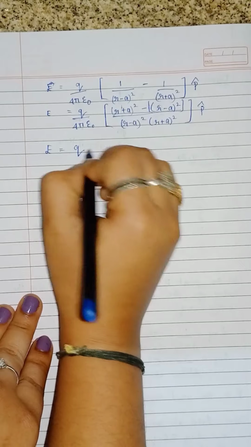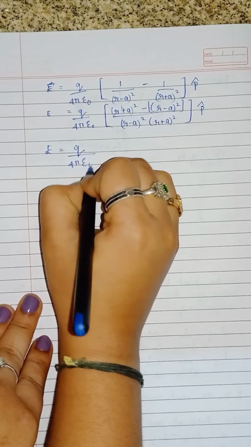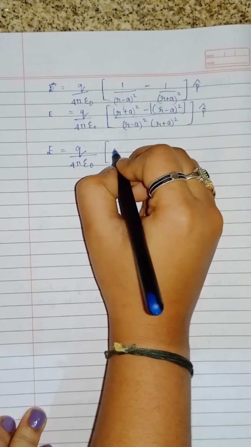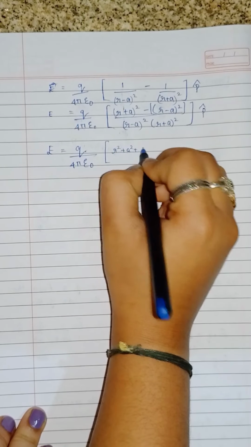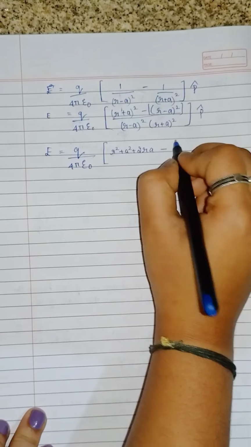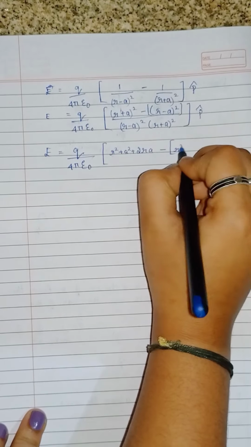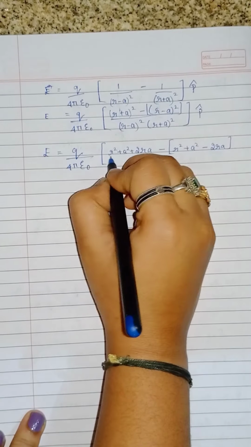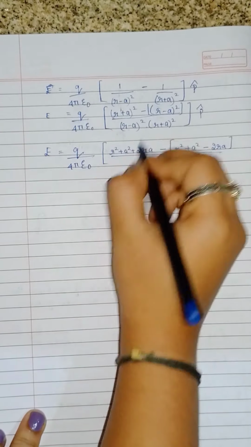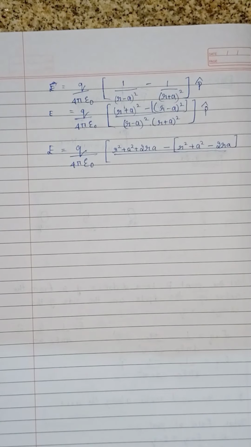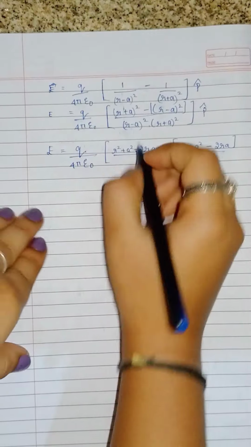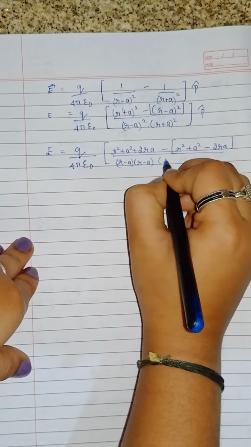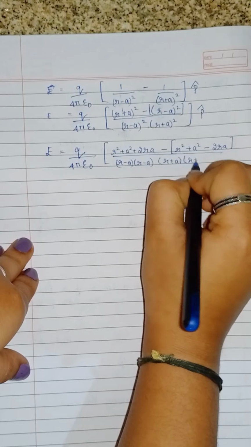Okay, q by 4 pi epsilon naught we will not work out, the one which is outside the brackets. Okay, and now (a plus b) the whole square is a square plus b square plus 2ab, minus (a minus b) the whole square, a square plus b square minus 2ab, divided by, we'll write this term separately. If it is a square, a into a we can write. So (r minus a) the whole square is (r minus a) into (r minus a). Next, (r plus a) into (r plus a).